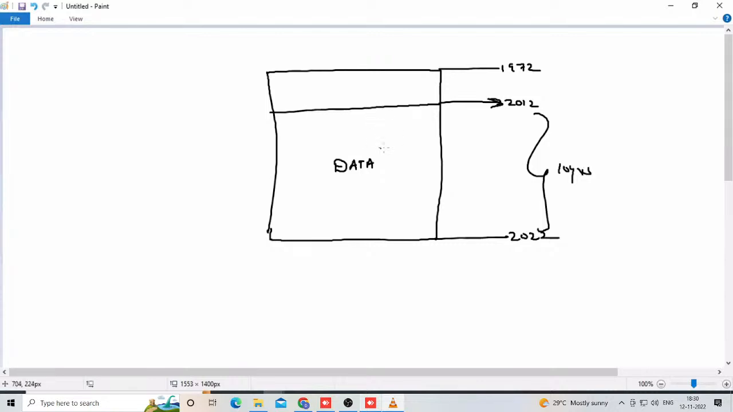Nearly 80% of the data has been generated in the last 10 to 15 years, and in the previous 40 years, only 20% of the data. It's very little data. What are the reasons for this huge data generation, especially in the last 10 to 15 years?